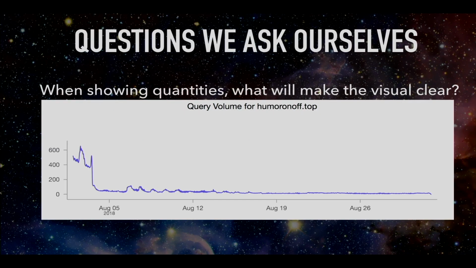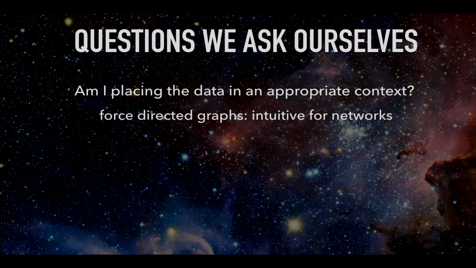So what makes a visual useful? We have some questions that we ask ourselves. What will make it clear? This is pretty obvious. It has a count. If it's a timeline, you know, how many and when did it happen? So in this case, we've got this graph here. The blue line is the query volume. So we can see that this domain, humoronoff.top, had a relatively big spike, and then it went down. It's still being used, but if it was in a malware campaign or something, then it's probably something to look at.